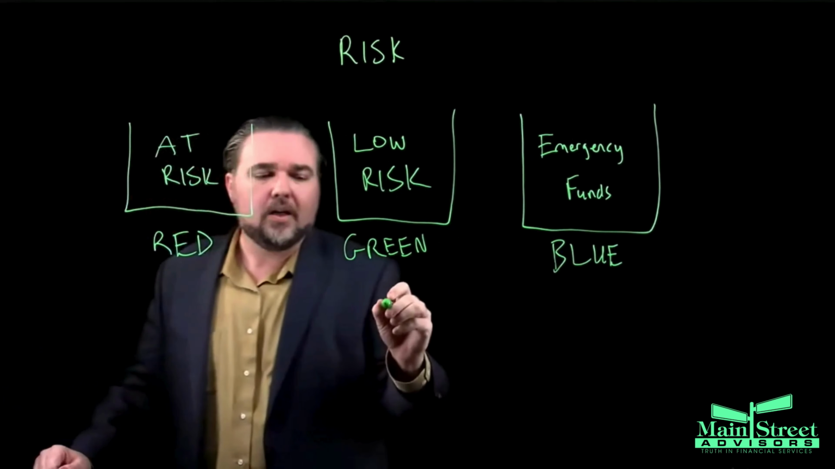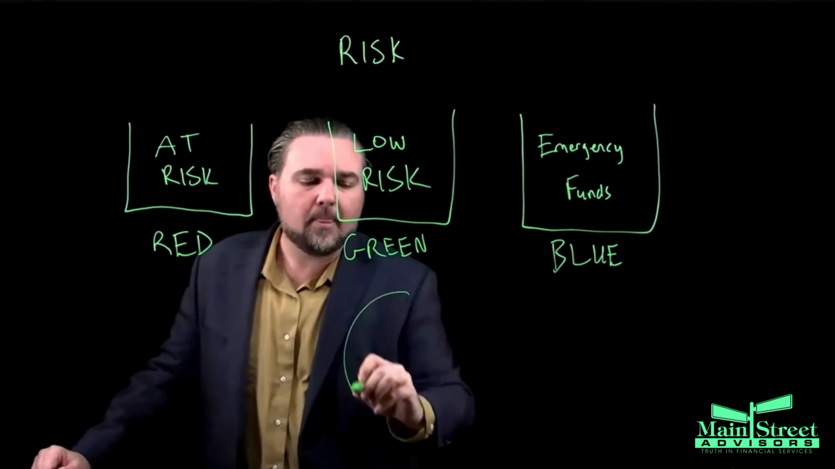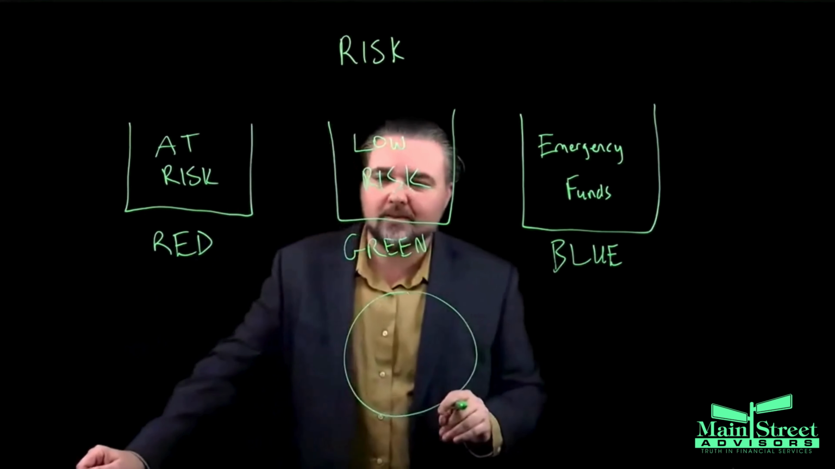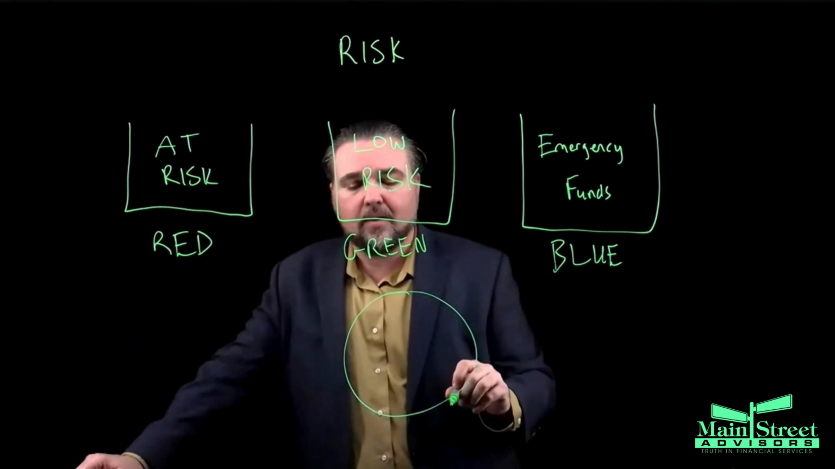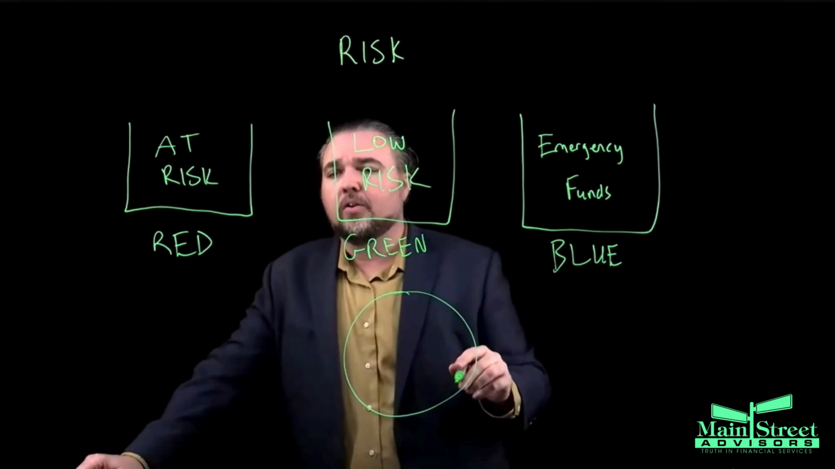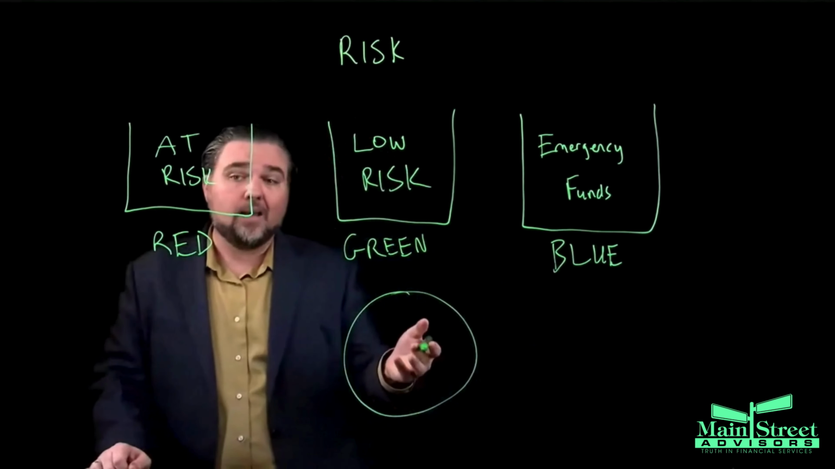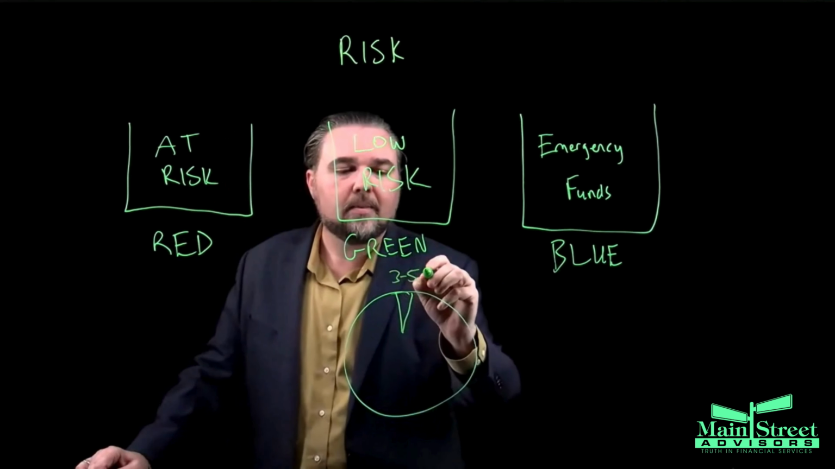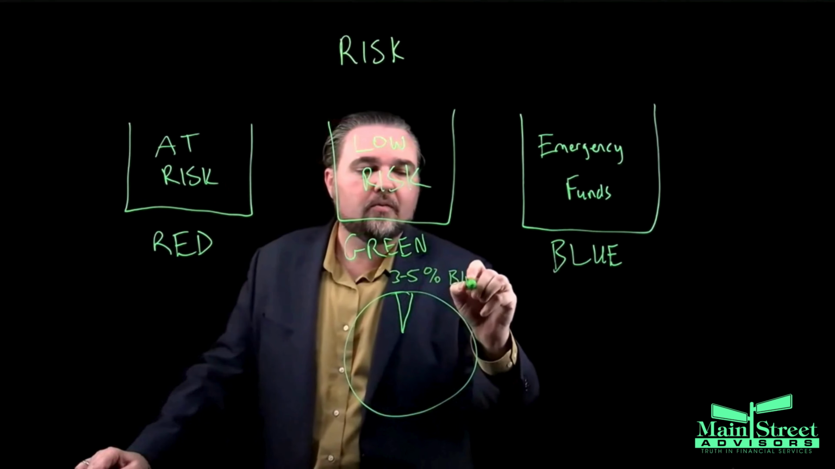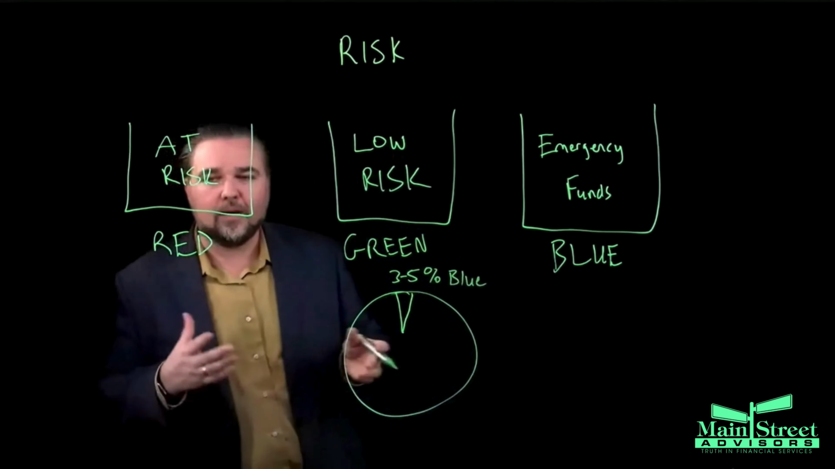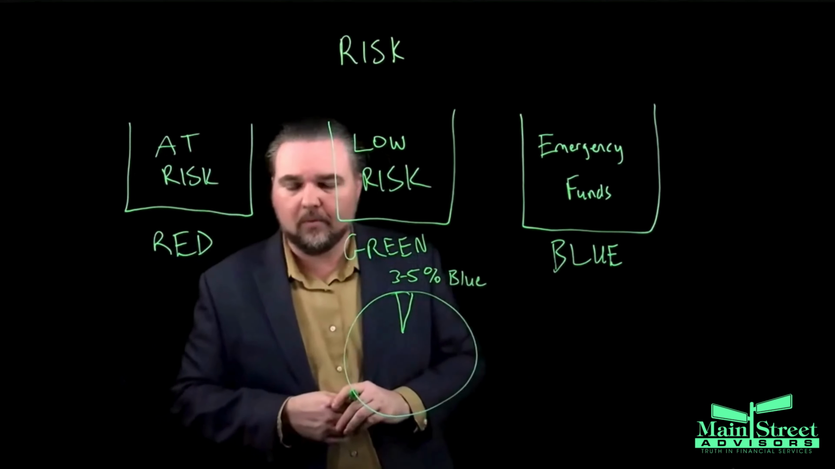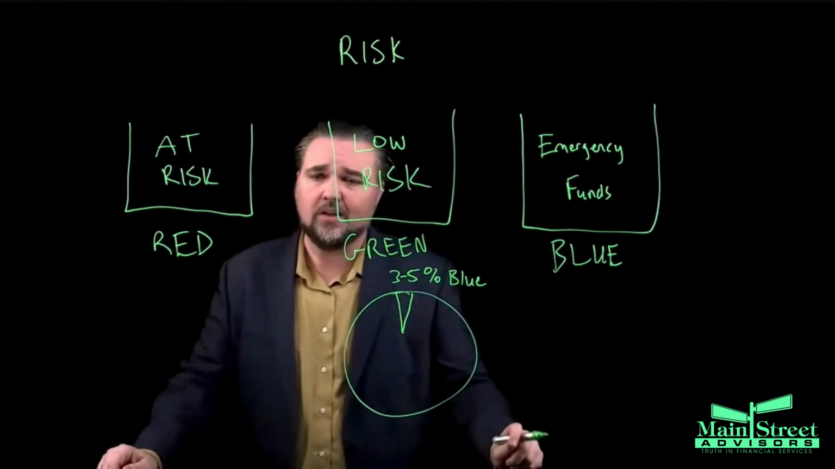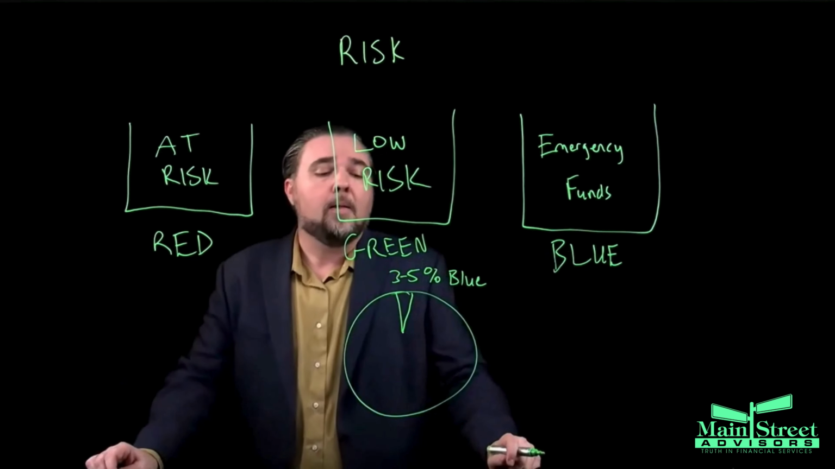As an example, let's say that you consider yourself a moderately conservative investor based on the traditional methodology. Well, if you look at your estate or your liquid net worth as a pie, we want to have somewhere around 3 to 5% in blue money. And this is for a typical $500,000 to $1 million liquid net worth, because these percentages change depending on the size of your estate.